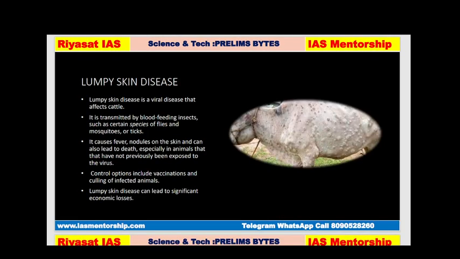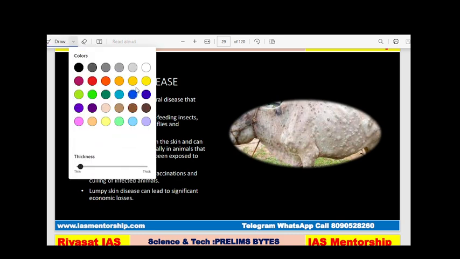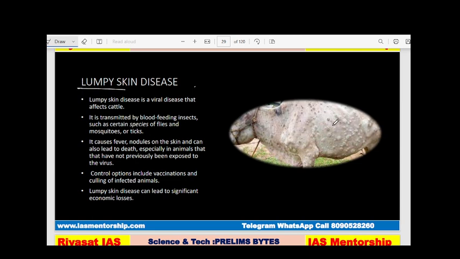Okay, so next topic is lumpy skin disease. Let us see what this is. Here you can see a cow, and this cow is having some lumps on her body. So this is lumpy skin disease. Basically, it's a viral disease that affects cattle. How is it transmitted? It is transmitted by blood feeding insects, such as flies, mosquitoes, ticks, etc.